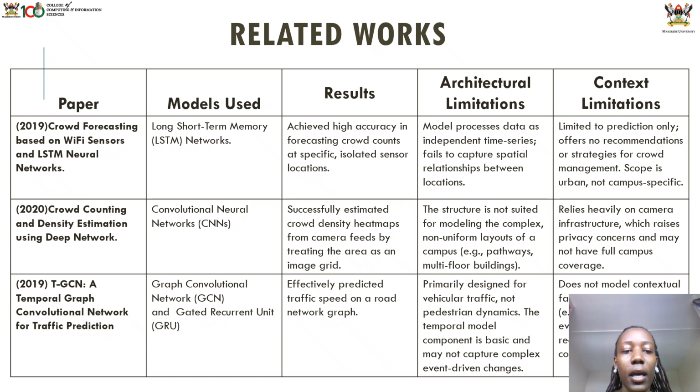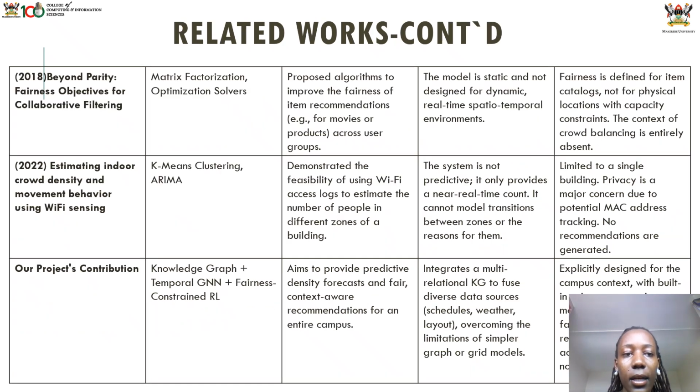Then there is the TGCN, the temporal graph convolutional network for traffic predictions. This one used graph convolution networks and gated recurrent units. It effectively predicted the speed on the roads for the cars. And then we have its architectural limitations and contextual limitations. To continue to the next slides, there is another paper of 2018 and another one of 2022. As you can see, the models involved and the limitations, plus the rest.